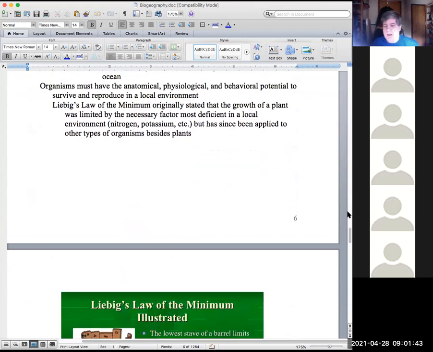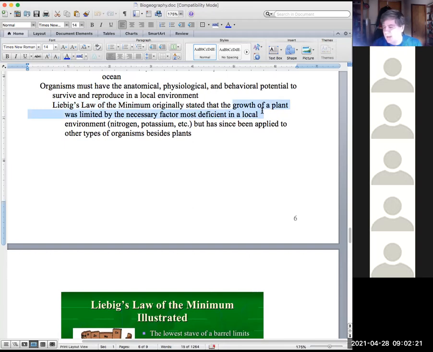And there are other ways to look at this. One of the ways, rather than thinking about what we have in a particular environment, is to think of this in terms of individual species or the population of a species that's living in some area. So one of the things that ecologists have developed, and actually this was developed quite a while ago, is something called Liebig's law of the minimum. And this states that when we look at the growth of a plant, it'll be limited by the necessary factor.